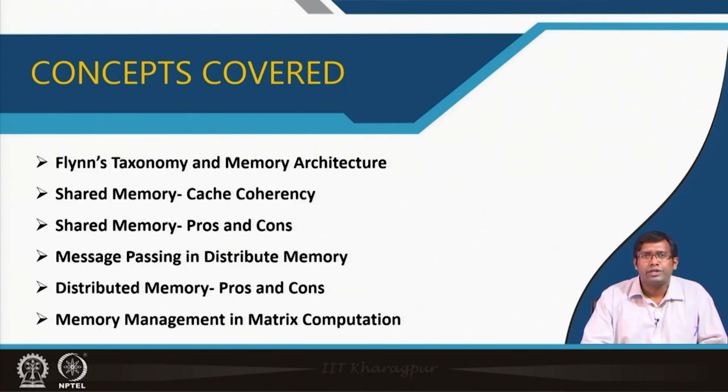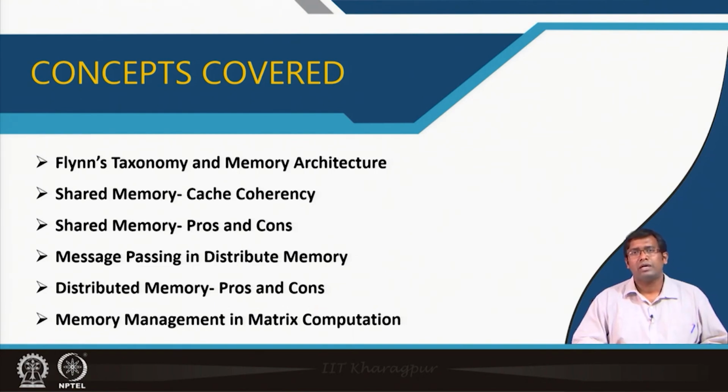We will look into shared memory machines and one of the important issues called cache coherence, which you can remember we discussed in the second and third lecture, what exactly the issue is and how it can be handled, and some pros and cons of shared memory. We will see the main issue in distributed memory, that is message passing between computers, and again look into the pros and cons.